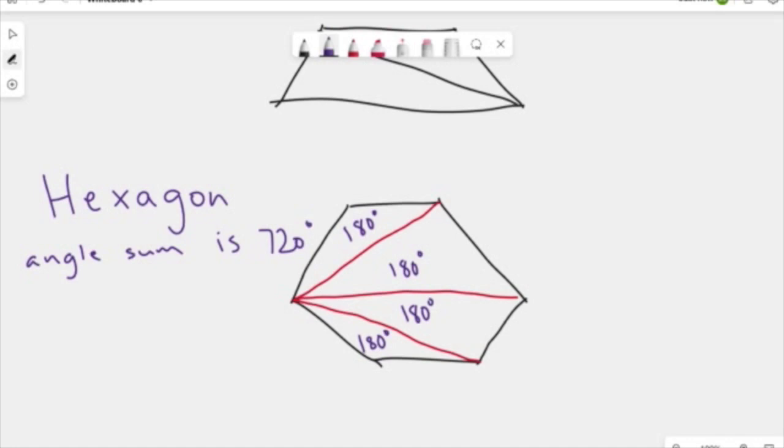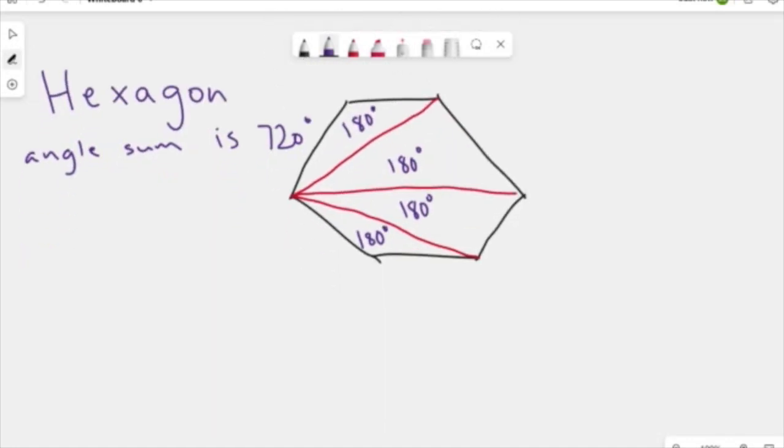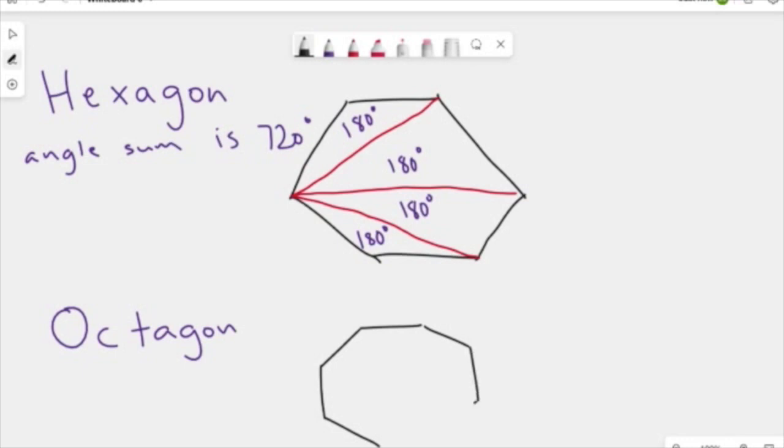We're going to try to come up with a general formula for determining the angle sum of a polygon. So I'll give you one more, and we'll see if we can consolidate this all together into a general rule. I'm going to give you an octagon here. Oh god, this drawing's going to be bad. Bear with me, please. 1, 2, 3, 4, 5, 6, 7, and 8. Yeah, good enough. All right.